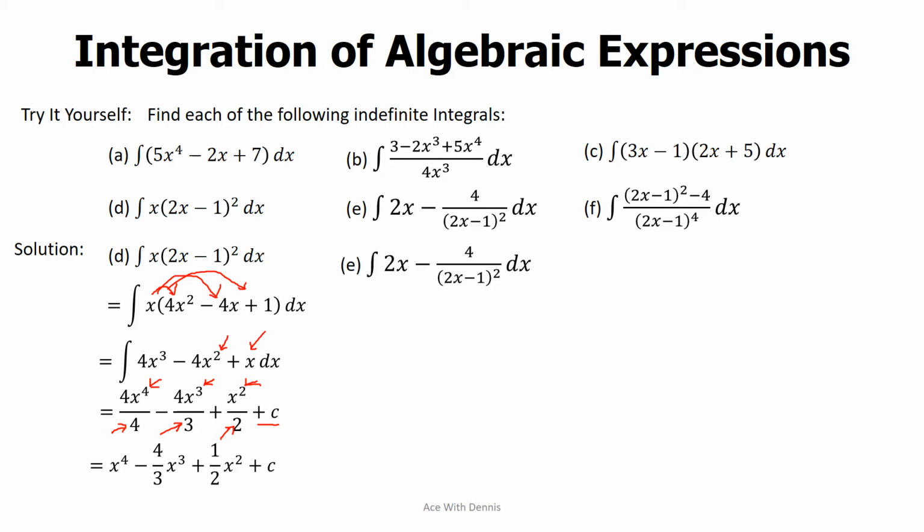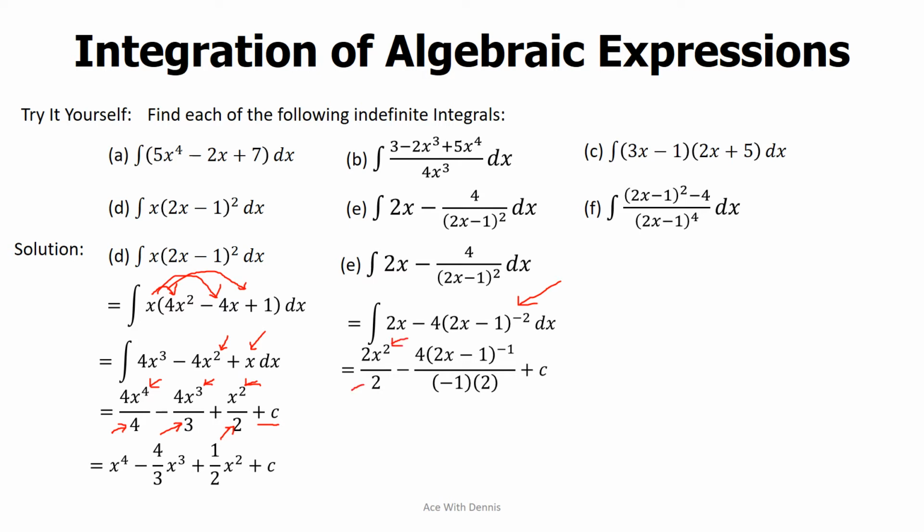Next, E, integration of 2x minus 4 over 2x minus 1 squared dx. So I believe you should know that you need to change it into indices form first before you want to integrate. So we get integration of 2x minus 4 times 2x minus 1 to the power of negative 2 dx. Now we can integrate separately. So integration of 2x, the power is 1. Then we get power plus 1, 2x squared over 2, power plus 1, which is 2 here.